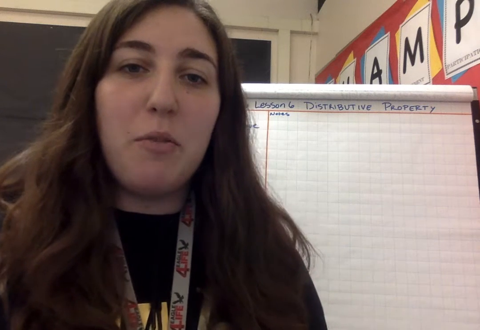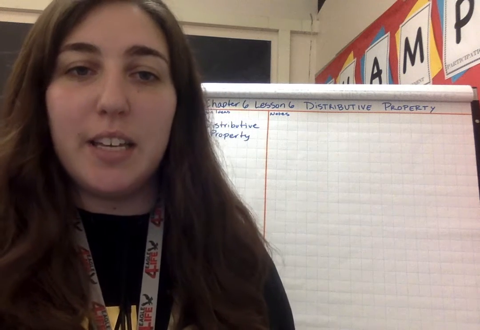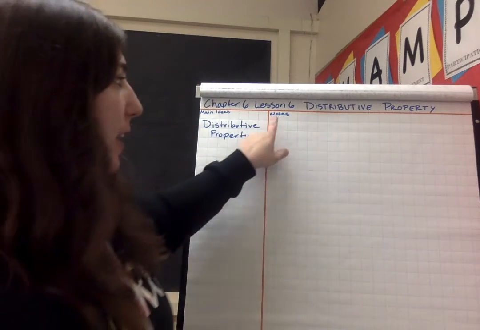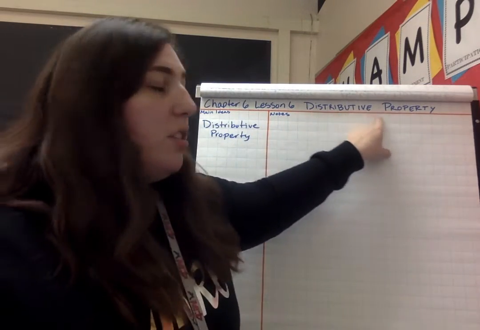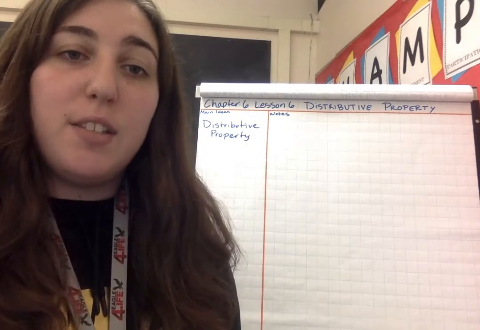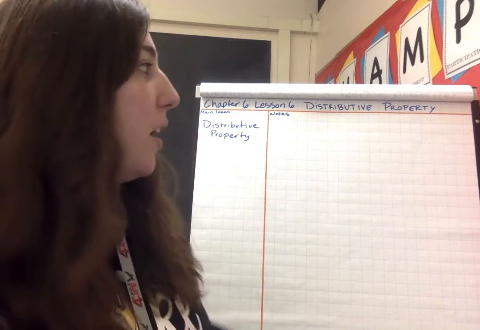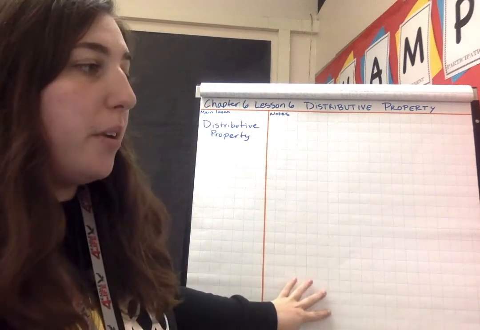Hey everybody, so today we're going to be learning from Lesson 6. So we're almost done with Chapter 6. Lesson 6 is one of our last lessons. We are learning the distributive property. In Lesson 5 we learned about 3 different properties. Today we're going to be learning only the distributive property.